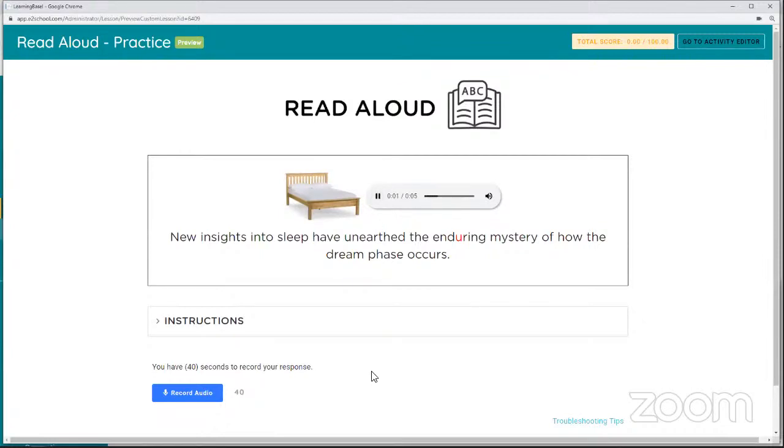New insights into sleep have unearthed the enduring mystery of how the dream phase occurs.